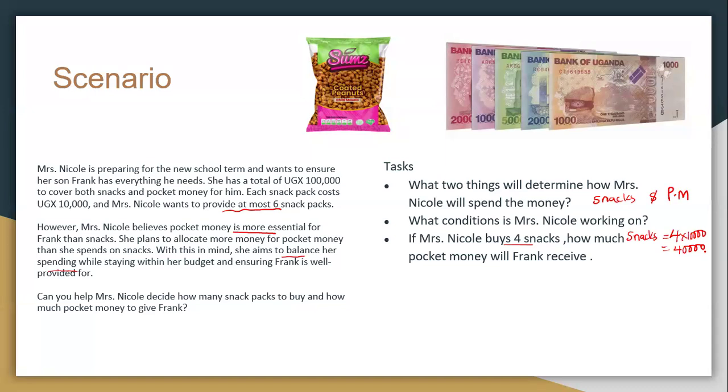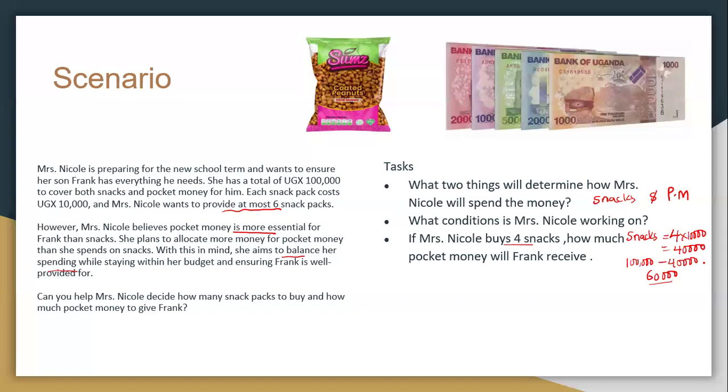It's going to be 60,000. How have you obtained 60,000? 100,000 minus 40,000. And you end up with 60. Now, can you summarize for us?